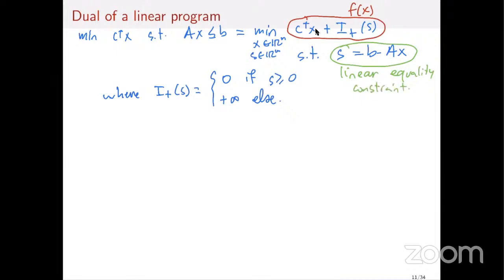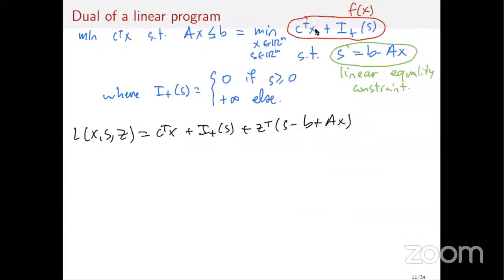So I can define the Lagrangian dual as I did yesterday. The Lagrangian L of X, S, Z: X and S are the primal variables, and Z is going to be my dual variable. So this is C transpose X plus the indicator function of S, plus Z transpose (S minus B plus AX).